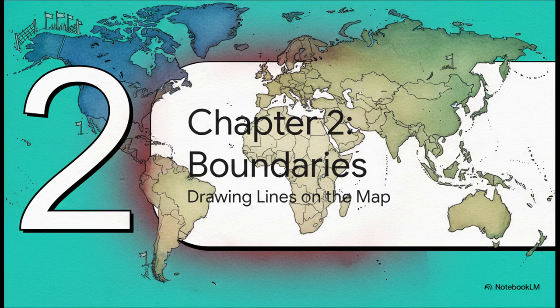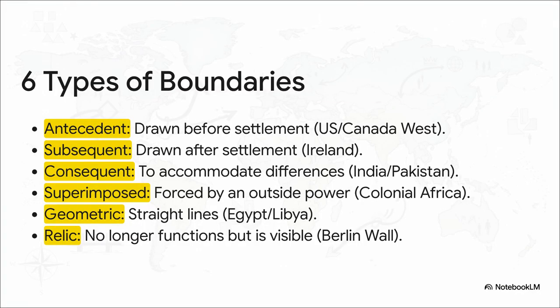We know what a state is now, so let's talk about the lines that actually create them. So it turns out not all borders are created equal. An antecedent boundary was drawn way back before an area was heavily populated, like the western part of the US-Canada border. A subsequent boundary is drawn after people have settled, usually to reflect cultural differences. That superimposed boundary, that's the colonial legacy we were just talking about. And then you have these fascinating relic boundaries, like the Berlin Wall. The wall itself is gone, but its ghost is still there. You can still see the scar it left on the city's landscape and economy.